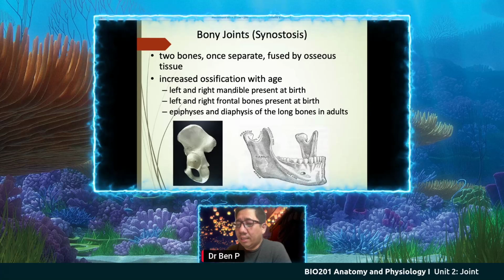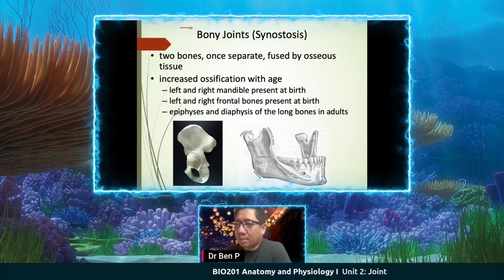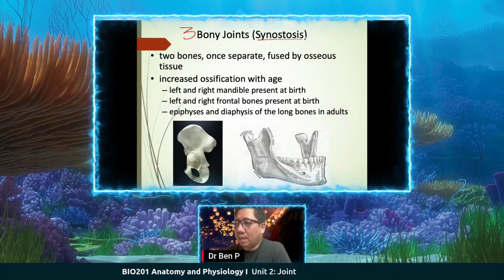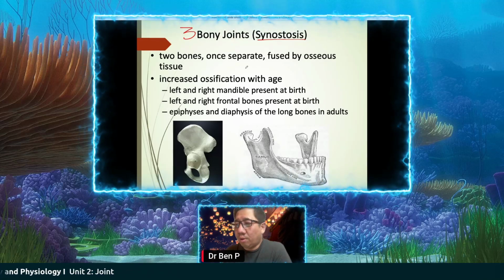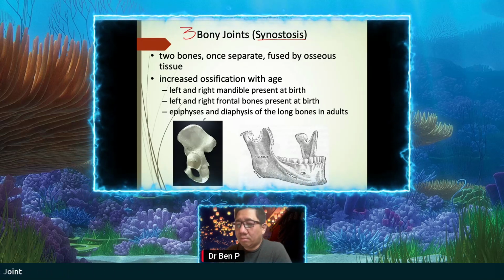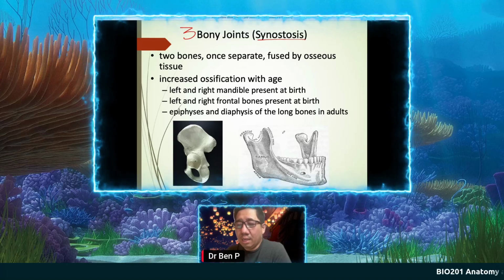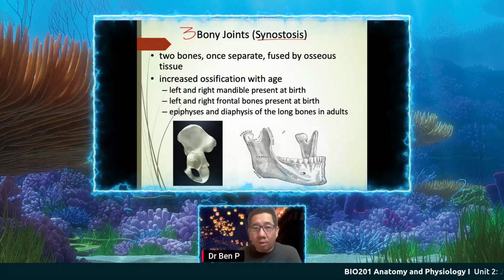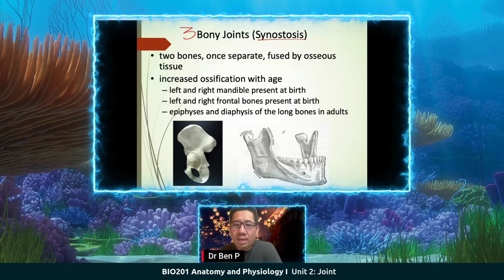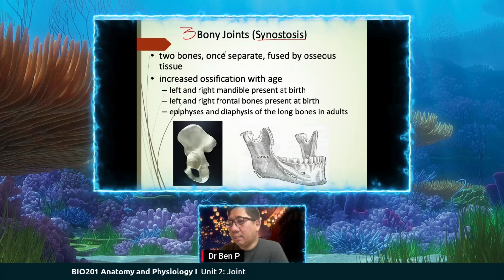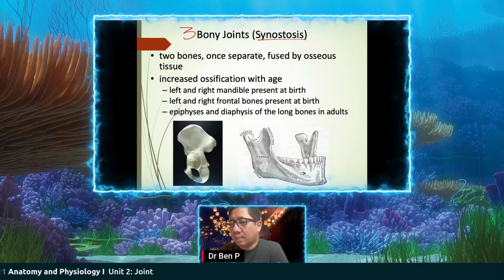The third classification is the bony joint, called synostosis. These are two bones that come together and then fuse completely. It was two bones when you were born, and then it joined into one bone later on. This is called the bony joint, which is synostosis.